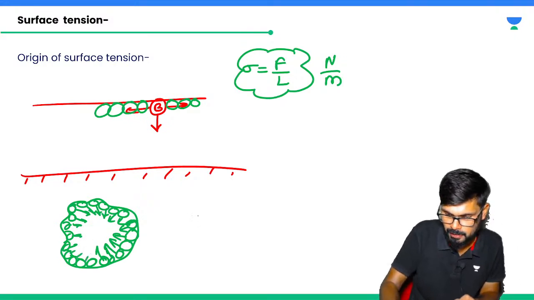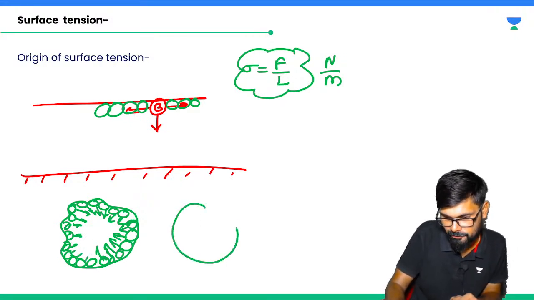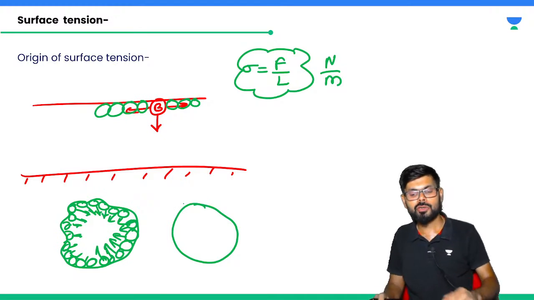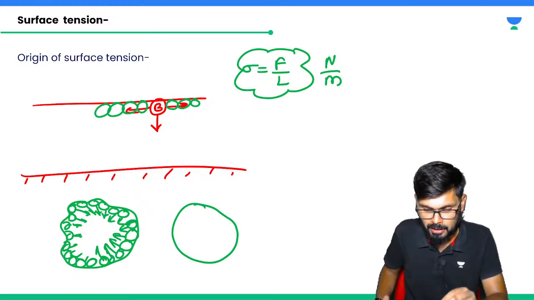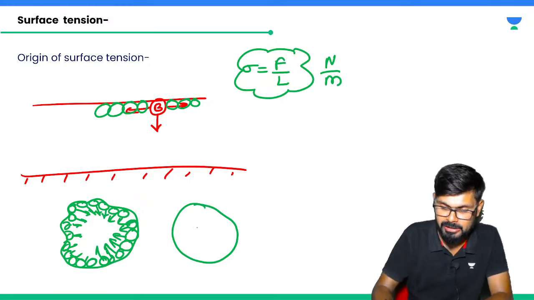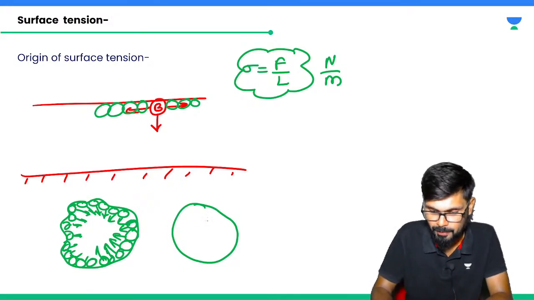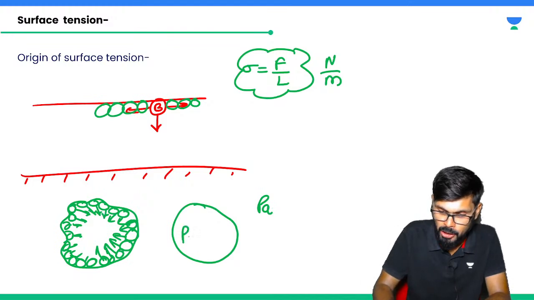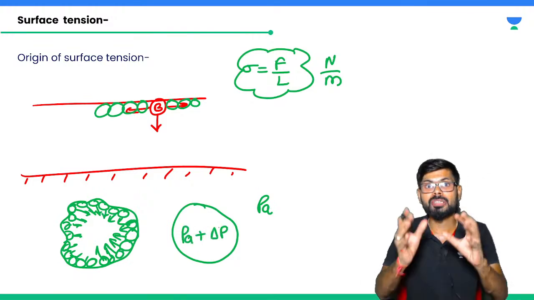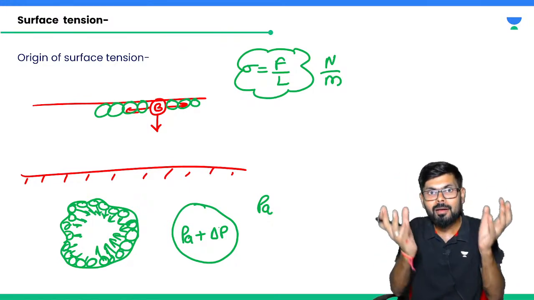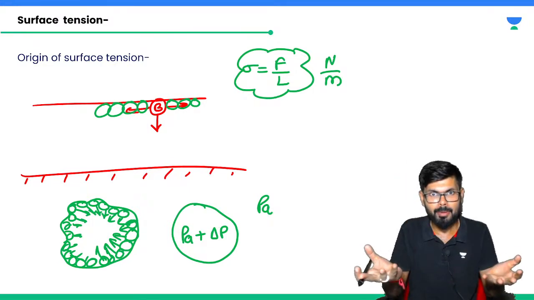Okay, so this will become spherical in shape. This is the first conclusion: it is going to be spherical in shape, and here pressure will be somewhat more than atmospheric pressure. Let's say here pressure is P atm, and here pressure will be P atm plus delta P. So this excess pressure will be there inside a liquid droplet, or it may be a bubble.